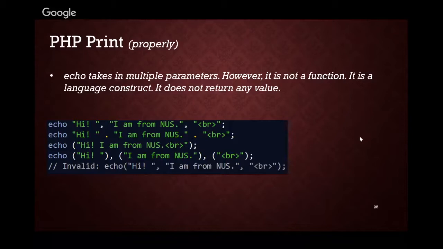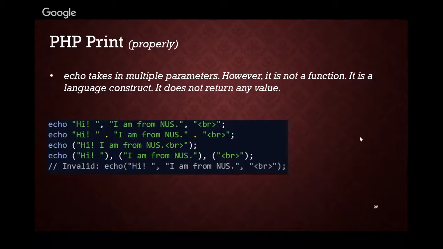Okay, so maybe one hint. Although it says that echo takes multiple parameters, actually one of them takes 3 parameters, but the other one takes only one parameter. So can you guess which one is 3 parameters, and which is only one parameter? Yes, correct.